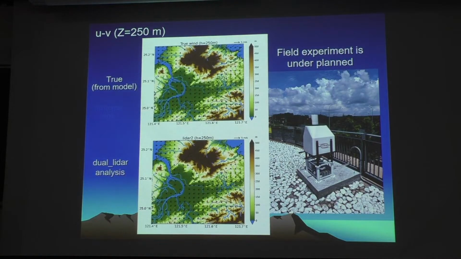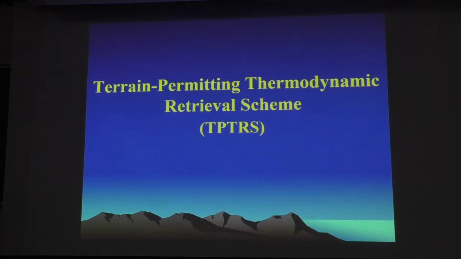So this is one example. This is a true wind field from the model, and this is a dual LiDAR analysis. This is the Taipei Basin, and we are designing and planning a field experiment in the near future. This is LiDAR operated by the Central Weather Bureau.